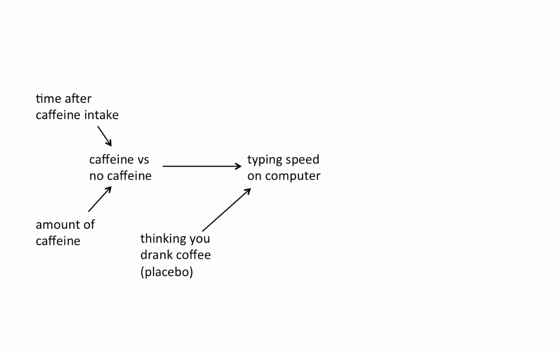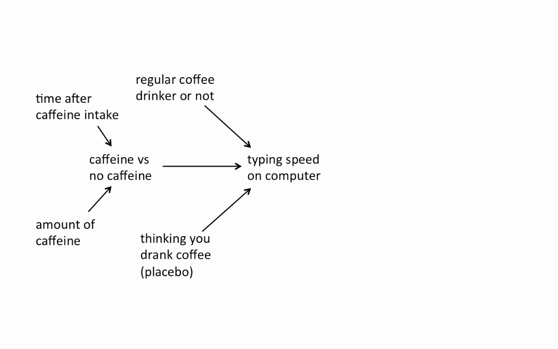So the way we can control this variable is instead of using coffee versus water, we can just use regular coffee versus decaffeinated coffee. That way the subjects won't know whether they're drinking caffeine or not. Another thing that we learned from the previous research is that people who drink coffee every day, caffeine affects them differently than people who don't drink coffee.